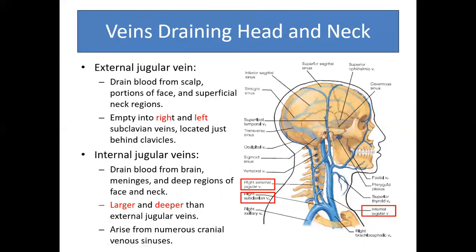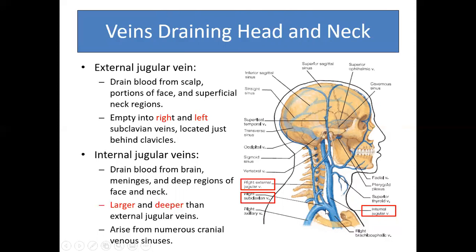Now we're going to discuss the veins draining the head and also the neck first. For the external jugular vein, this is the external jugular vein. It drains the blood from the scalp region, from the scalp portion of the face and the superficial neck region. This external jugular vein will empty into the right and left subclavian vein. It will empty into this subclavian vein.